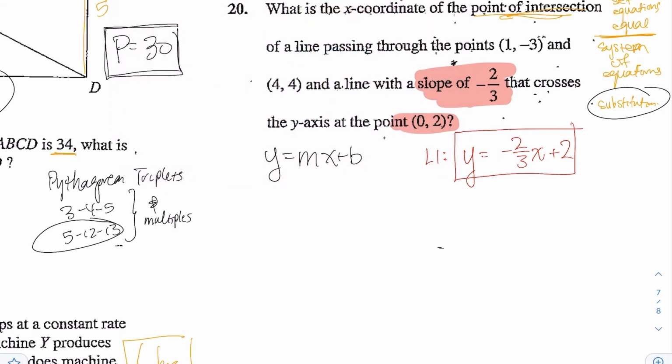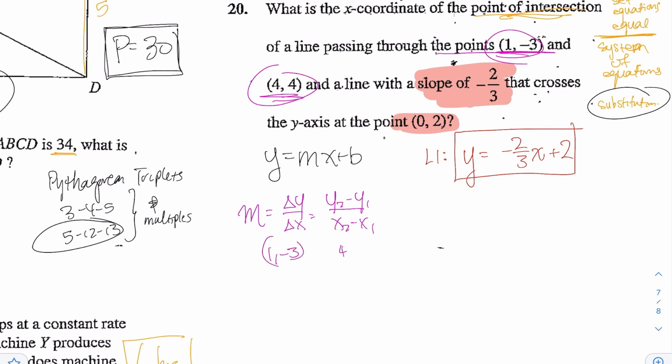Now for the other line, it's a little tougher because we have 2 points. So that means you're going to use the slope formula, which is change in y over change in x, or y2 minus y1 over x2 minus x1. So we'll have to substitute in (1, -3) and (4, 4). So the slope will be 4 minus -3, so we're going in this direction, and then you'll also have to do 4 minus 1. So when you do 4 minus -3, that becomes positive 7 over 3.